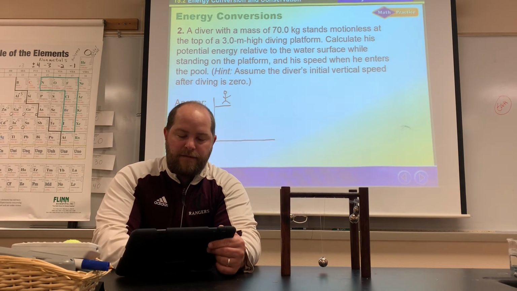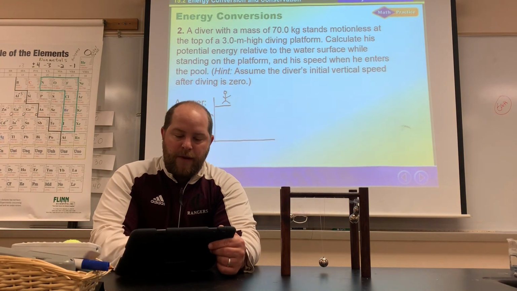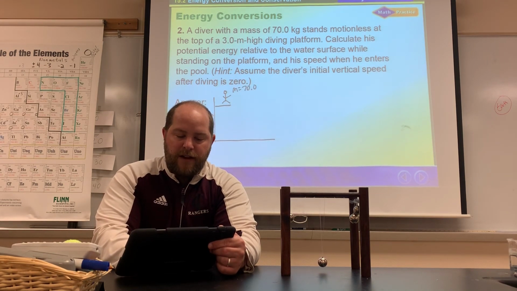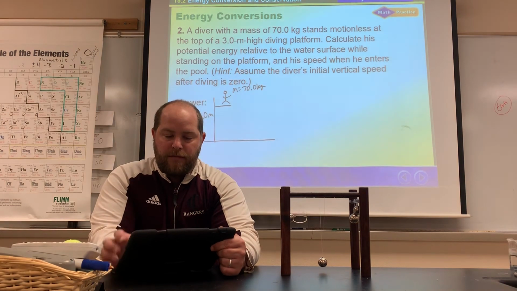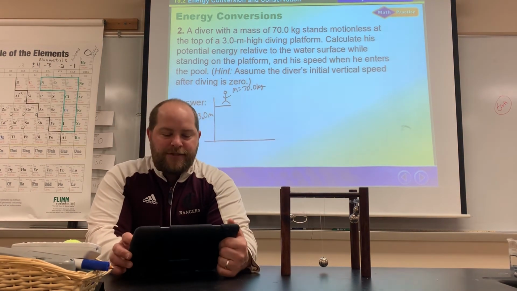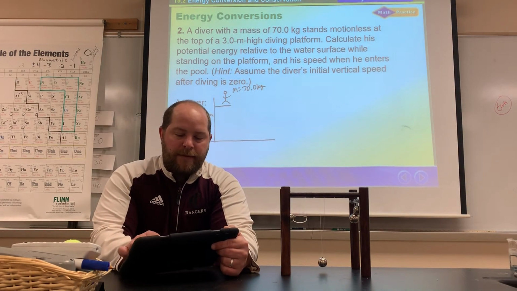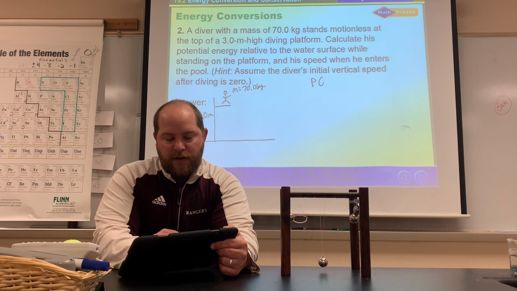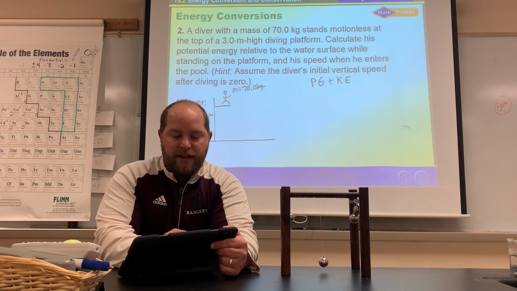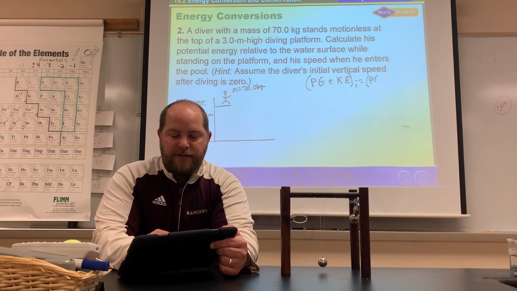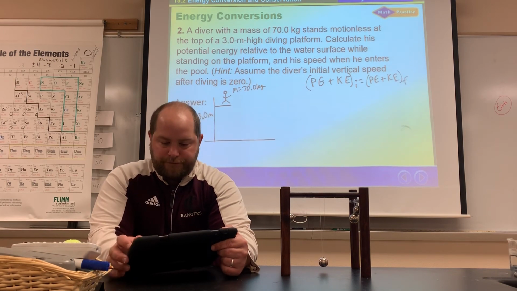We know that. Let's see here. We know the mass is equal to 70 kilograms. So again, I like to draw out a sketch so that I can understand what's happening here. Then obviously he's going to jump into the water. So all right, I think I got an idea here. So I have potential energy plus kinetic energy initially equals the potential energy plus the kinetic energy in the end.